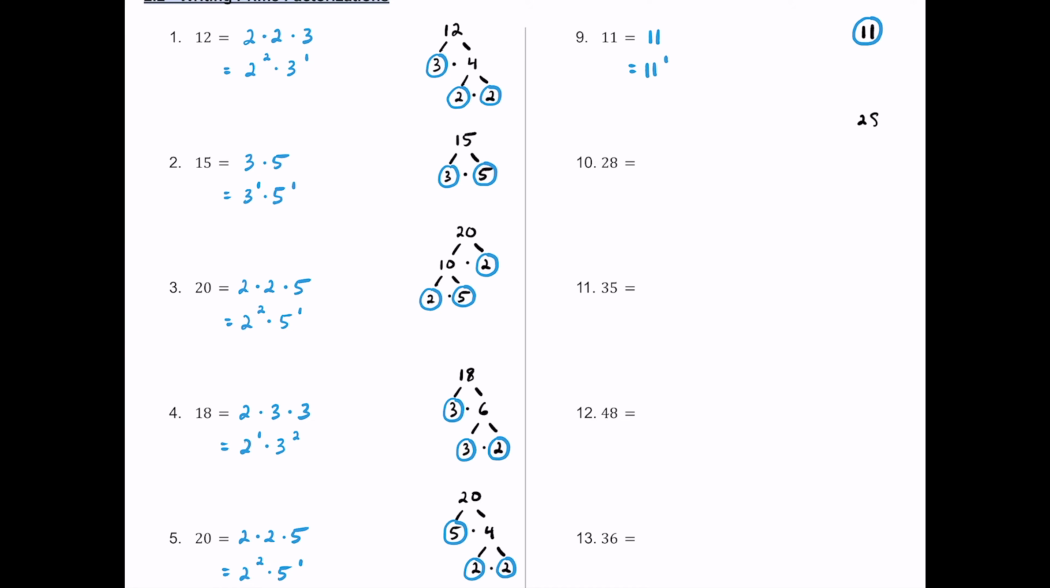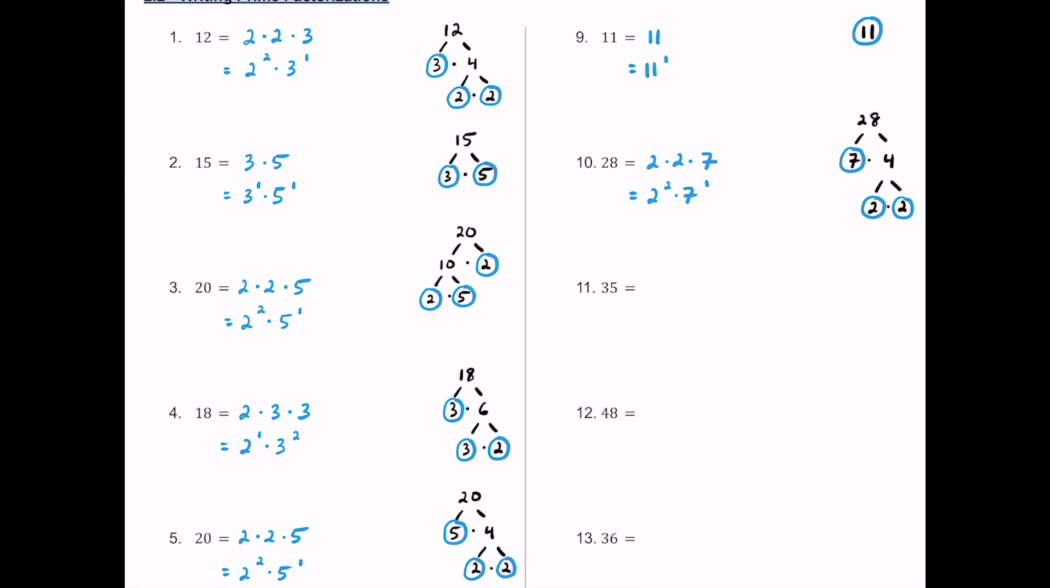Then we have the number 28, and I'm thinking maybe 7 times 4, that's going to be 28. 7 is prime, I'm going to circle it, and if I bring down this 4, it's going to break into 2 times 2. And those are both prime numbers, so I'm going to circle the 2 and circle the other 2. So the prime factorization for 28 is going to be 2 times 2 times 7. And using exponents, that's 2 to the second power times 7 to the first power.